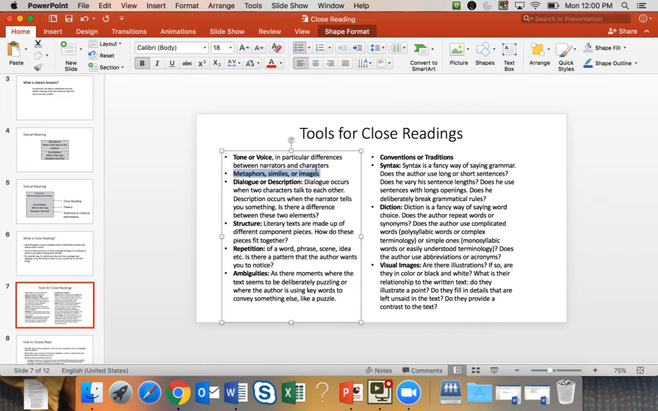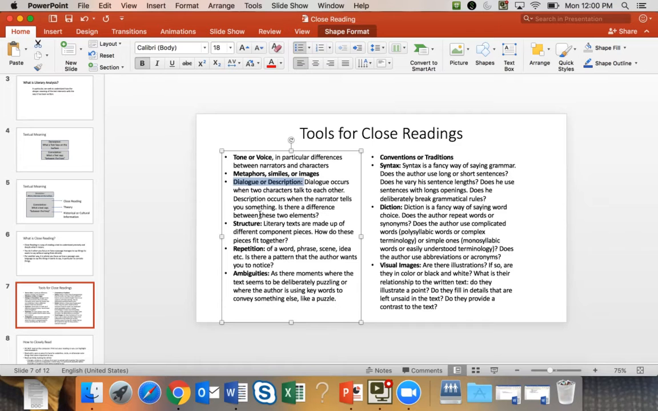A simile is where you compare an idea to something else. And an image, obviously, is where you create a kind of visual image of something going on. We can look at the dialogue versus the description of the text. Dialogue occurs in a text when two characters are talking to one another. Description occurs when the narrator is telling you, the reader, something. And what we can do is see if there's a difference between the dialogue and the description that we're seeing in the text. Is there a difference in meaning? Is there a difference in tone?